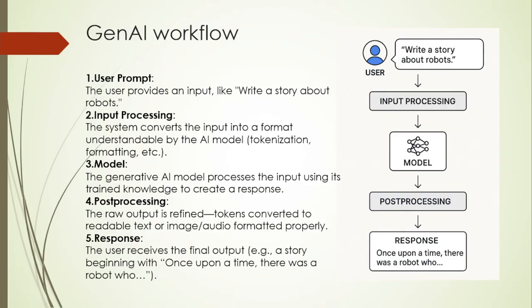So basically, we saw that, right? ChatGPT is basically a text to text model, or a text generation model, we can say. Whatever text we give, it will respond in text format. And we discussed some other models, like audio generation models and image generation models. They will analyze the prompt and try to give output in the expected way. Before giving the response, it will post-process the request. The raw output gets refined, and then tokens are converted to readable text or image, or audio formatted properly, and then finally the user will get the response.